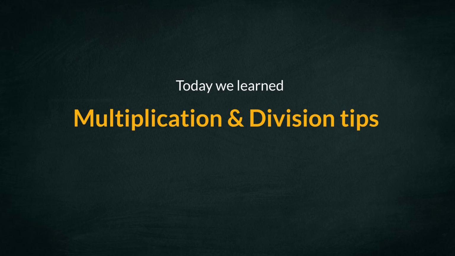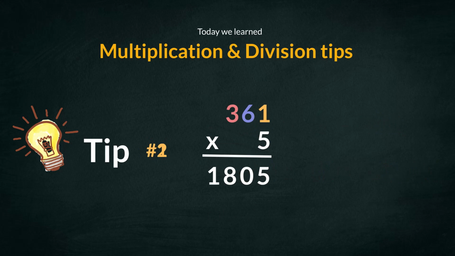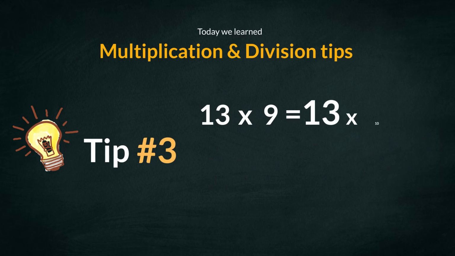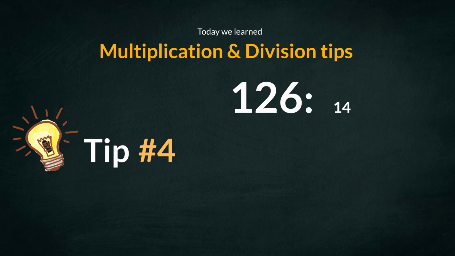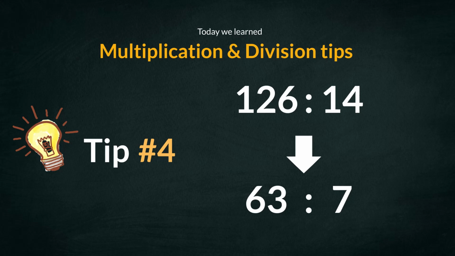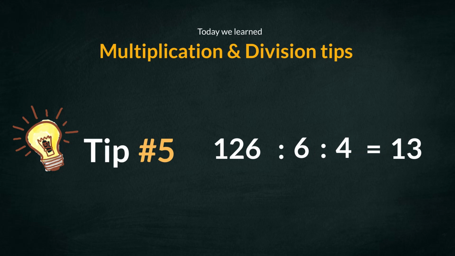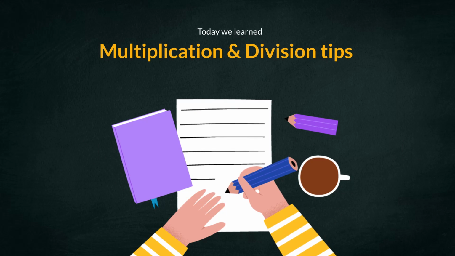Let's quickly recap them. First, we learned how to multiply by numbers with zeros at the end. Second, we utilized the grid method to keep track of our multiplication. Third, we found out how to multiply by 9 and 11 quickly. Fourth, we can divide or multiply both the dividend and the divisor to make a new, easier division without affecting the quotient. And finally, we can break the divisor down into smaller factors, then take the dividend and divide by those smaller factors one by one. Remember to apply these tips whenever you can to speed up your math solving process.